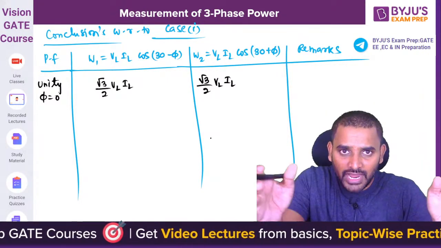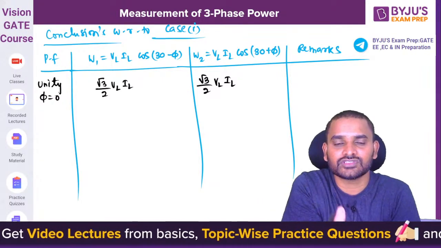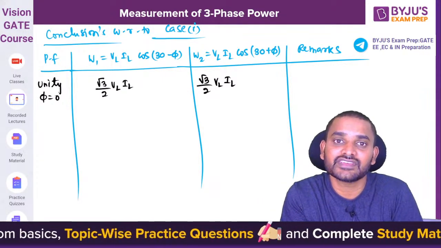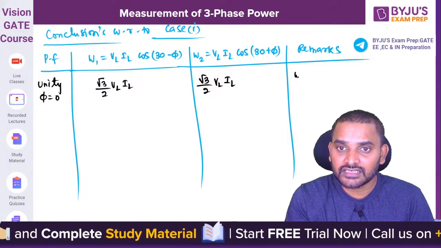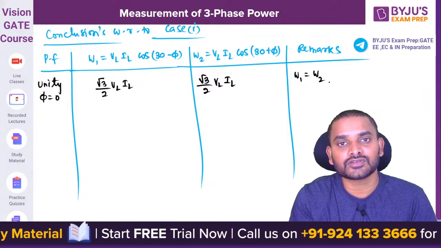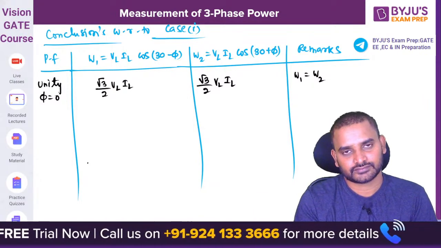Right. Now if you add W1 plus W2, you will get root 3 by 2 plus root 3 by 2. It is root 3 times VLIL. So at unity power factor, the wattmeter readings W1 and W2 both are equal.